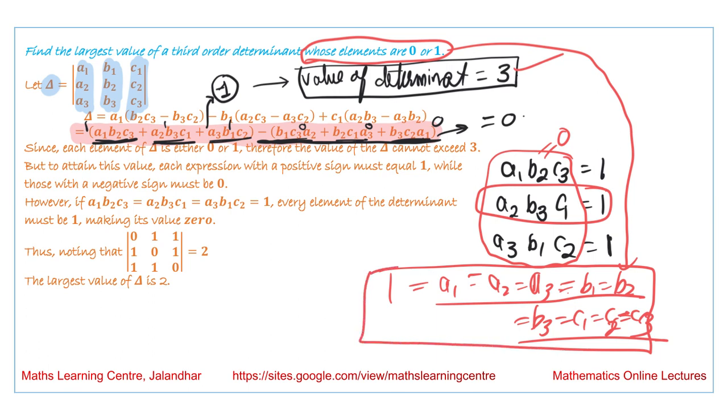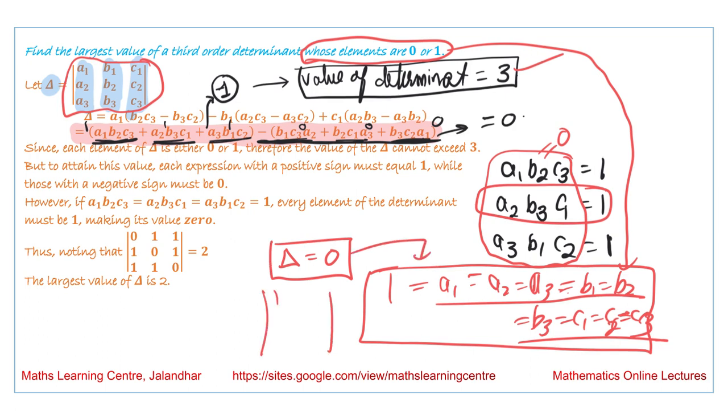And we know that if all the values of a1, a2, a3 and all the elements of this determinant are 1, then in that case the value of the determinant will be equal to 0. The determinant will become 1, 1, 1, 1, 1, 1, 1, 1 and 1. It means that this determinant cannot take the value 3.